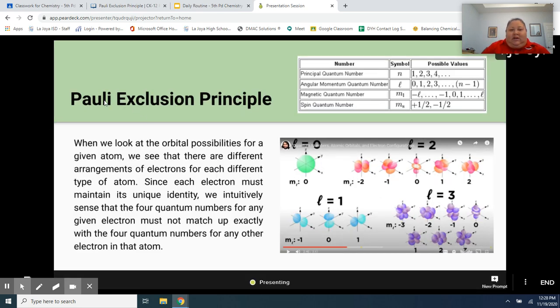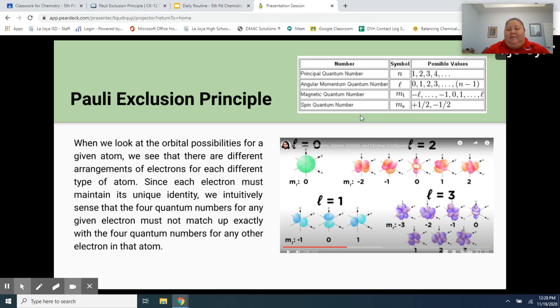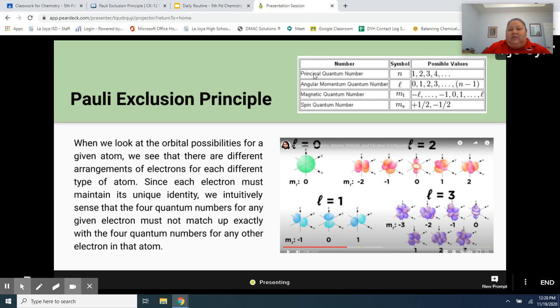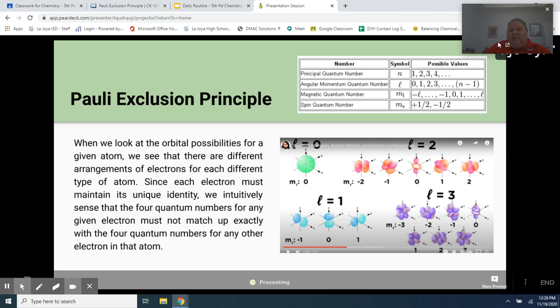So here is today's topic, the Pauli exclusion principle, and I included a picture to show you the four quantum numbers that make up an electron's email address, hypothetically speaking. The first one is known as the principal quantum number. The symbol is N, and that's the energy level that you'll find it in, the period. We know there are 7 periods on the periodic table.